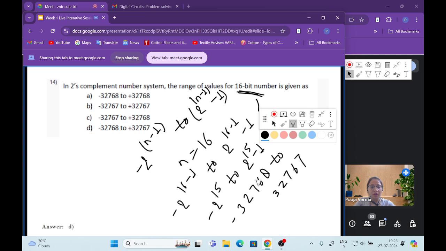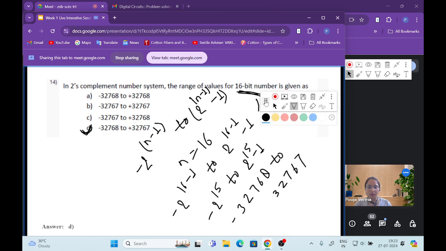32,768 minus 1, you will get 32,767. So in 2's complement number system, the range of a 16-bit number is minus 32,768 to plus 32,767. So which one is the correct option? Option B is the correct answer for this question. I hope all of you have got this question. So moving to the next question.